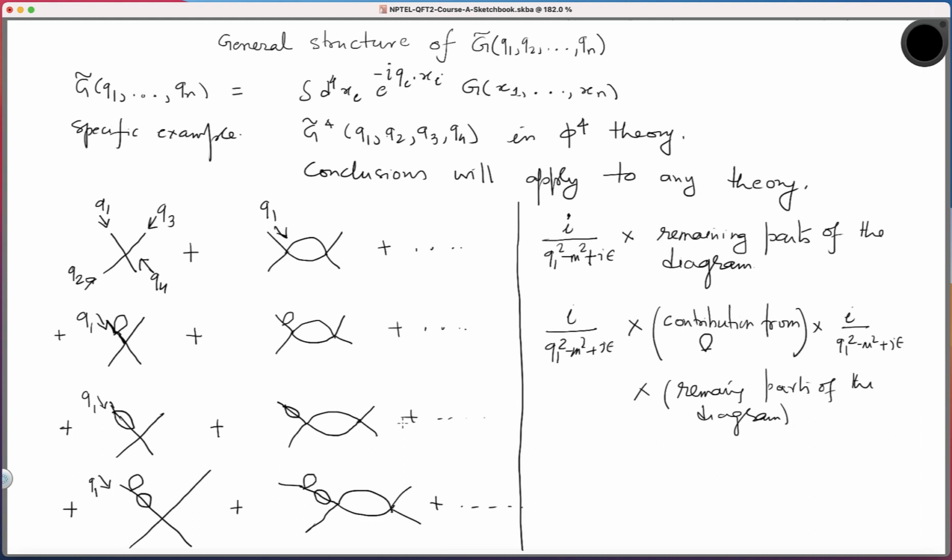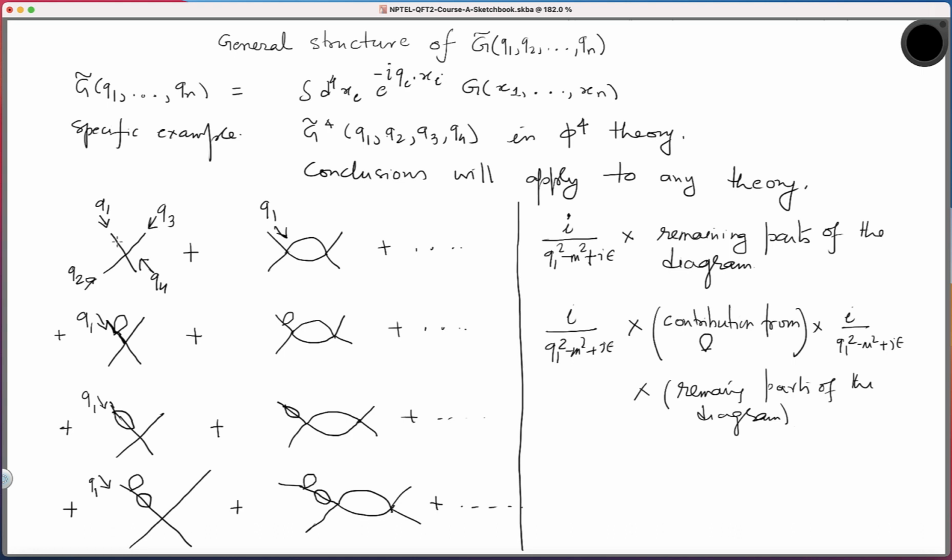Okay, and remember, when you are looking at the remaining parts of the diagram, for example, let's look at this first diagram. Okay, what's the expression of this? You have a propagator for each of these lines, and then you have a vertex which is minus i lambda over 4 factorial.